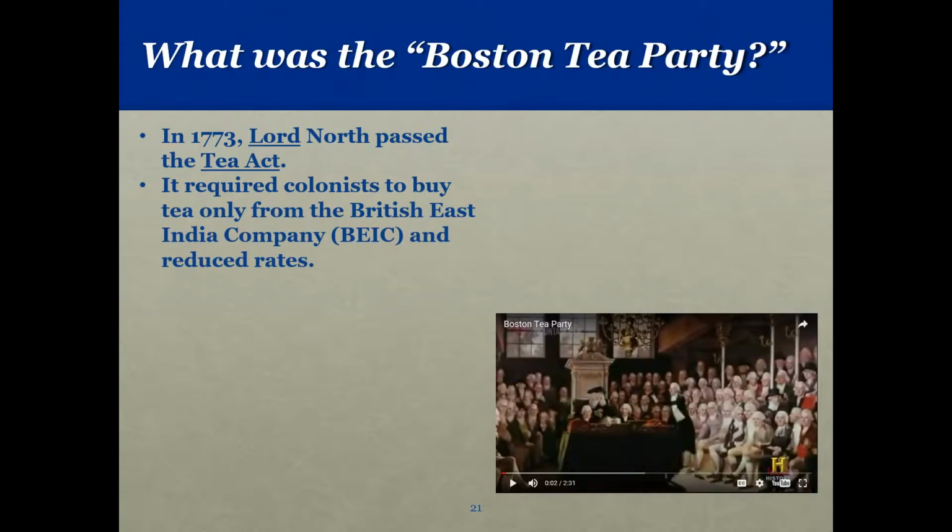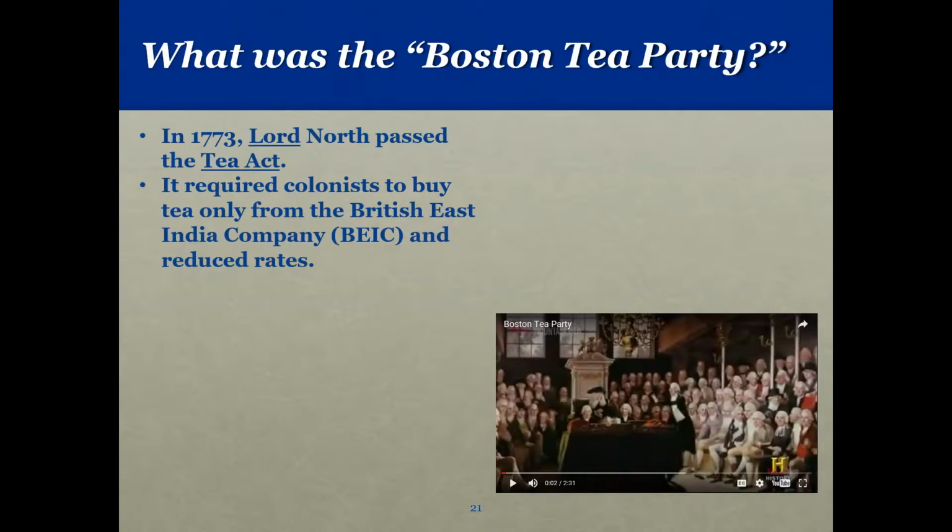This basically required colonists to buy tea only from the British East India Company, also known as the BEIC, and it reduced the actual rates on tea. So it reduced the price of tea, but it put a tax on top of that tea, and it said you could only buy tea from that company.